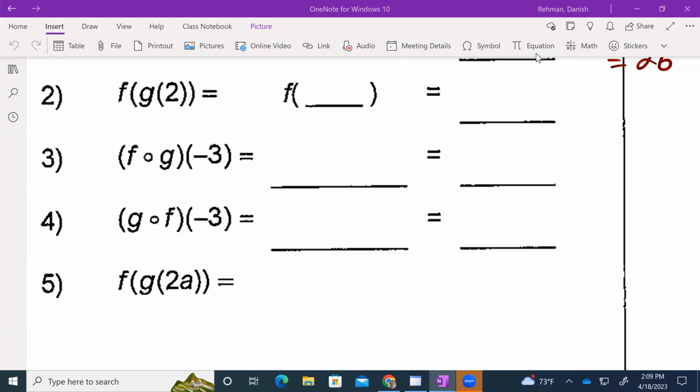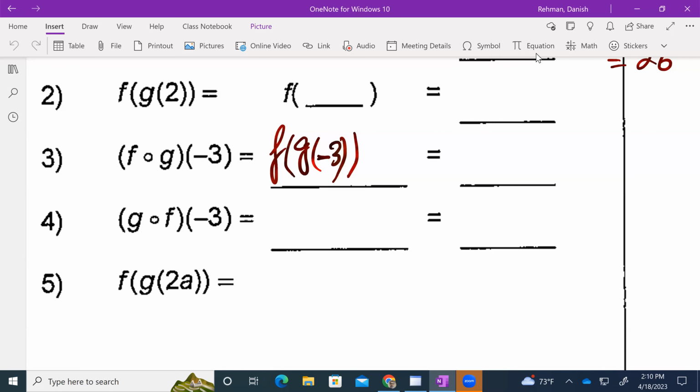Question number 3. How will we do that? How will we do for this question number 3? First of all, f of g is something like f of g of -3. That's how I will write it, okay? And because of the space issue, I will try to solve the rest of this over here. f of g of -3 is something that I'm trying to solve first.